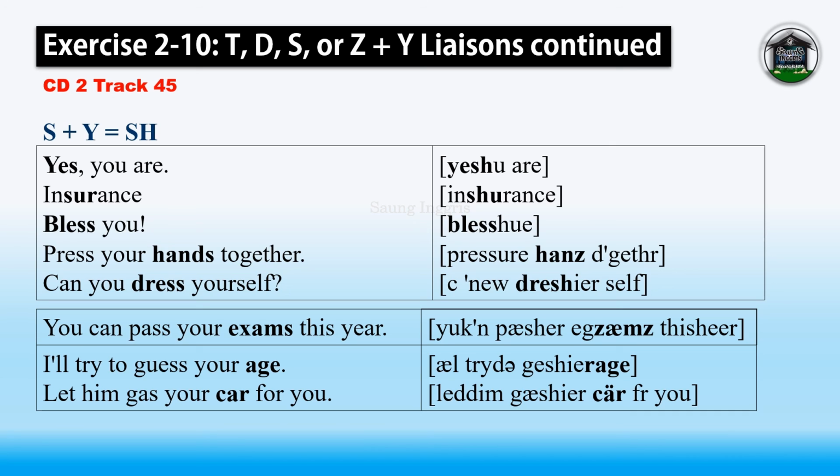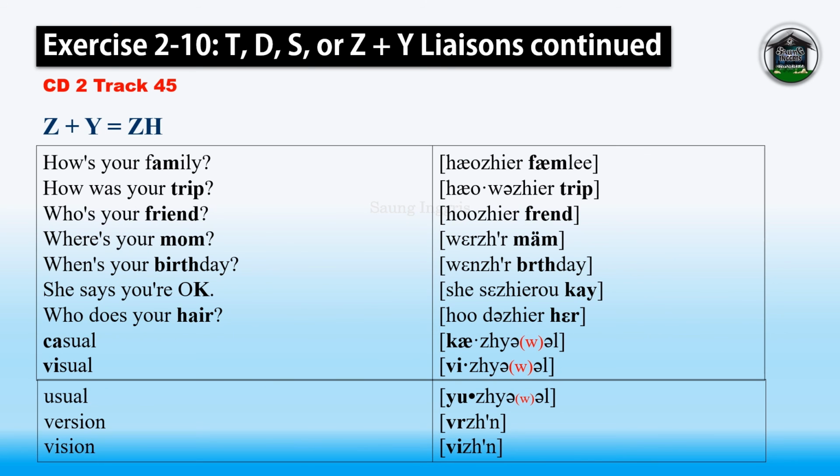Insurance. Bless you. Press your hands together. Can you dress yourself? You can pass your exams this year. I'll try to guess your age. Let him guess your car for you. How's your family? How was your trip? Who's your friend? Where's your mom? When's your birthday? She says you're okay. Who does your hair? Casual, visual, usual, version, vision.